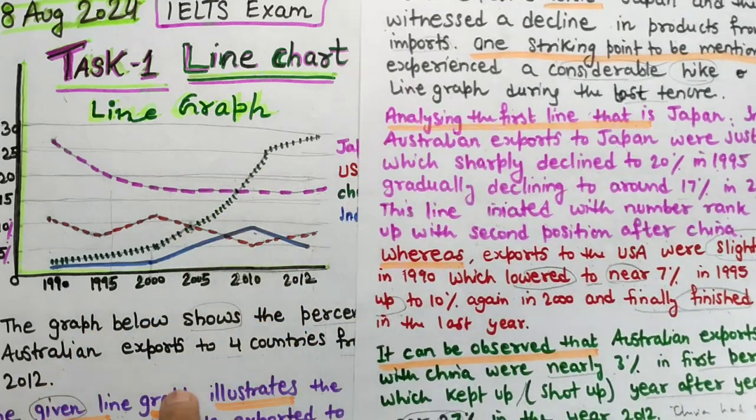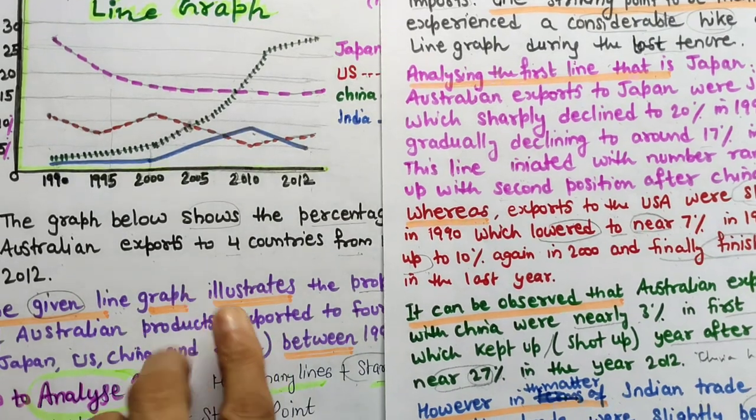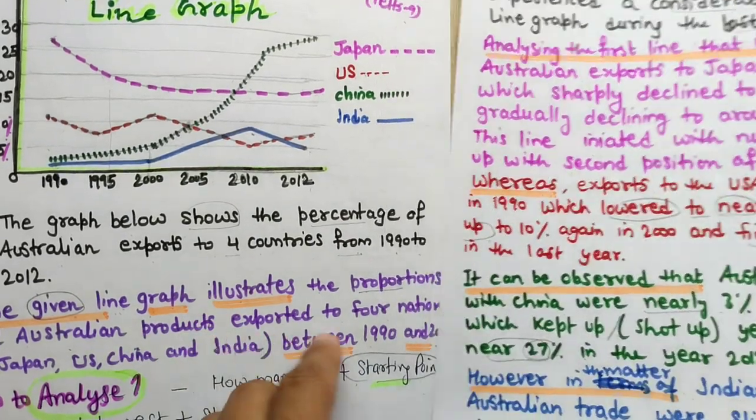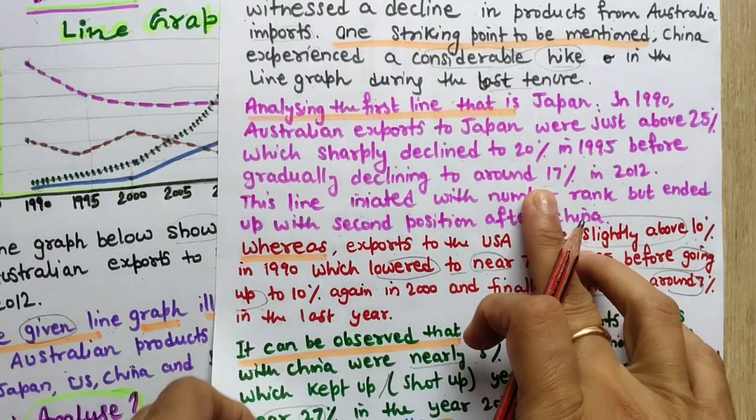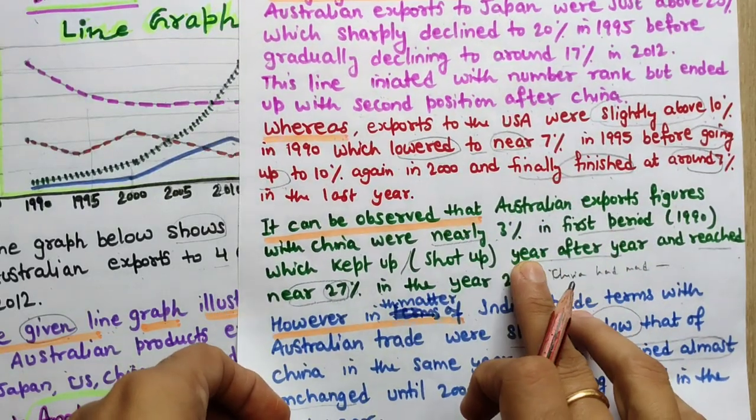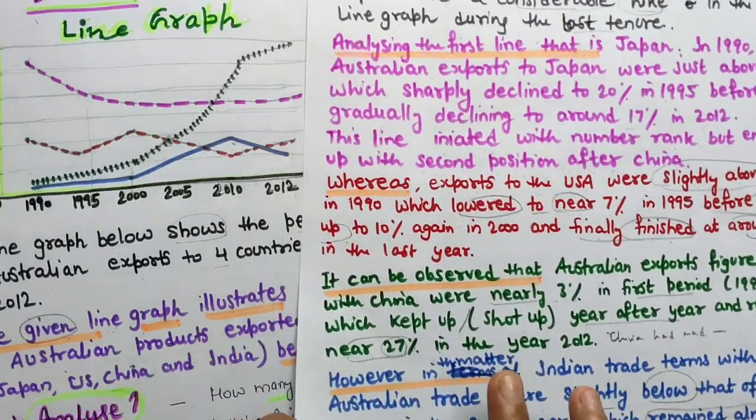So this is the full essay. You can see the introduction, the overall paragraph, then Japan, then USA, then China, and then India. This is the way you should write it.